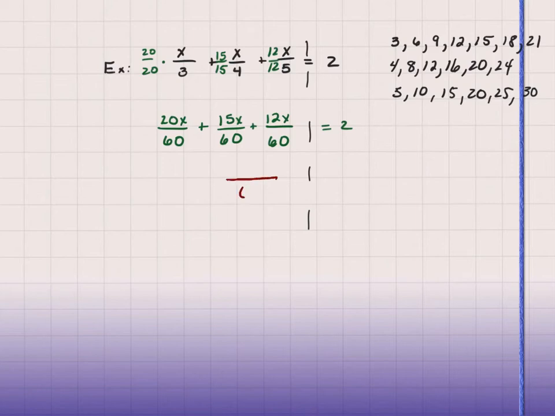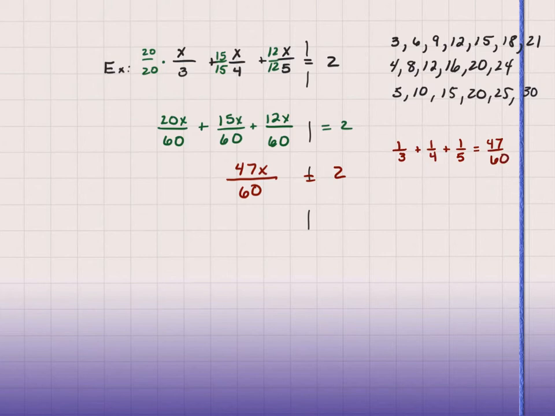Now that they all have common denominators, I can just add all these numerators together, and my answer will be over 60. It's 20, 35, 47x equals 2. And that was a ton of work. Now, if you have a nice calculator that does fractions, you can accomplish this just by typing in the fraction 1/3, that's our x over 3, plus 1/4, that's our x over 4, plus 1/5, that's our x over 5, and it will give you 47 over 60.